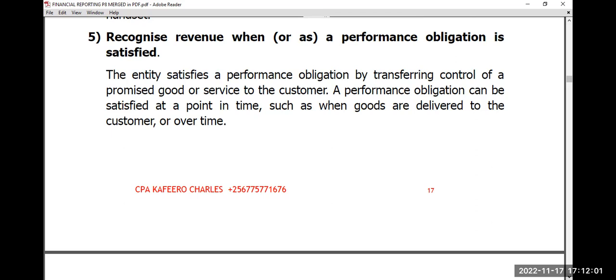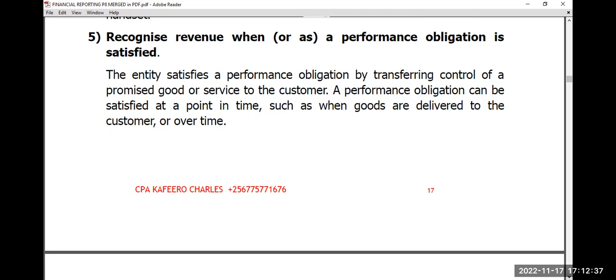If, let's say, the contract was to supply 10 computers, at the point you have actually supplied the computers to the customer, so long as the customer has accepted the goods, of course. How do you tell that the customer is satisfied? Because you may take the goods and the person says, these are not the right quality I wanted, so we're not expected to get the money. So we are going to also look at some indicators, as we shall see.